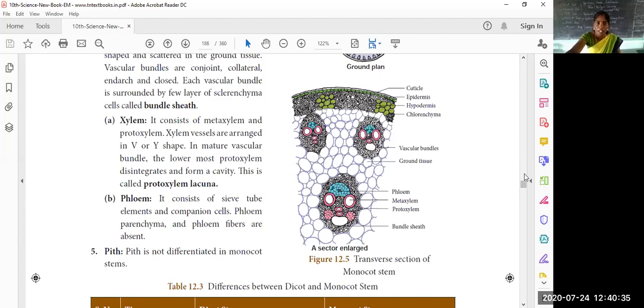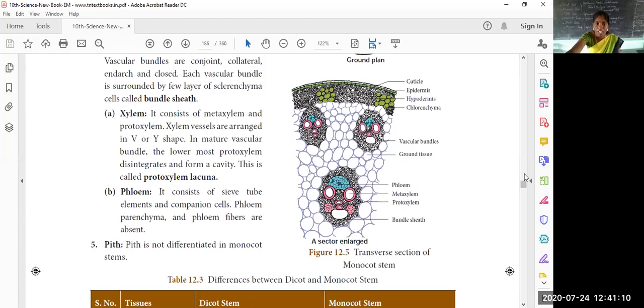In mature vascular bundle, the lowermost protoxylem disintegrates. Protoxylem, which means primitive xylem, disintegrates and forms a cavity. Cavity means hole. This is called protoxylem lacuna. The protoxylem disappears to form a cavity, and the cavity is called the protoxylem lacuna.